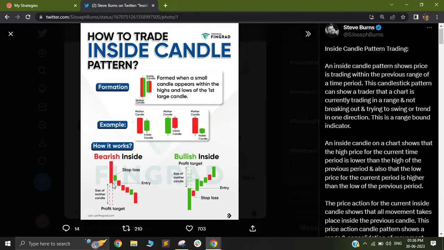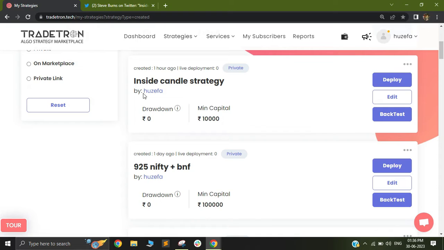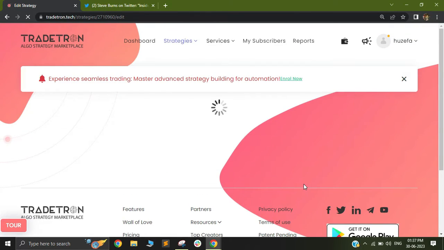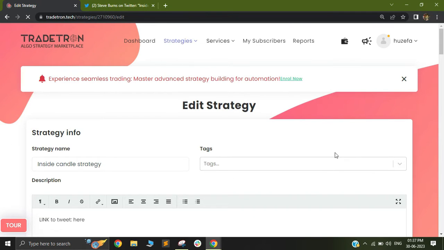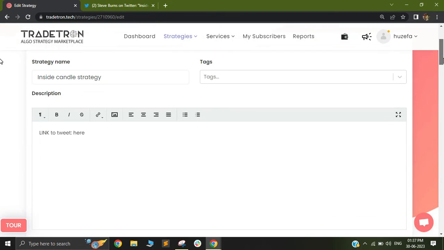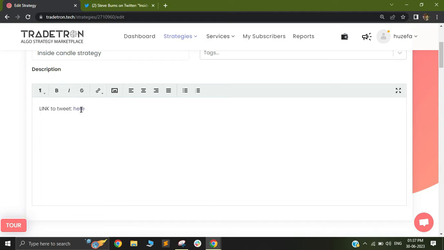So I have used this bearish candle and this bullish candle as my logic, based on which I am taking a trade. So I am basically looking for a candle whose high and low are bigger than the high and low of the next candle. So let's see how we can build it on Tradetron. As usual, I have the strategy already shared as a link. You can have a look at the same strategy, or you can make variations to it based on your particular requirement. And of course, the link to the same tweet is shared out here.